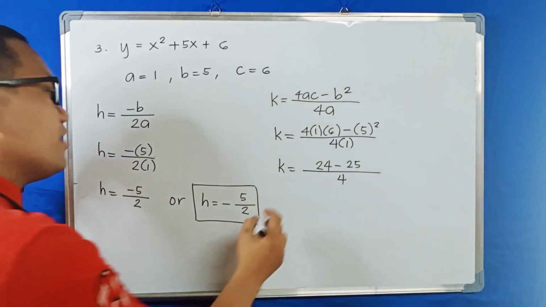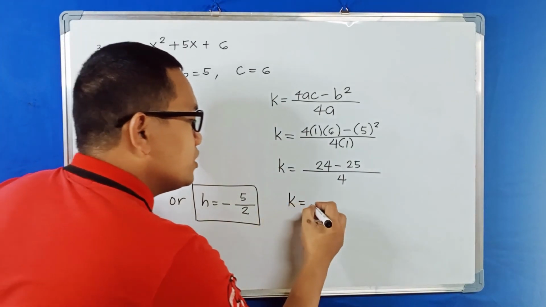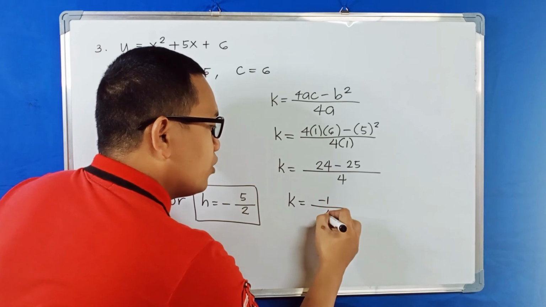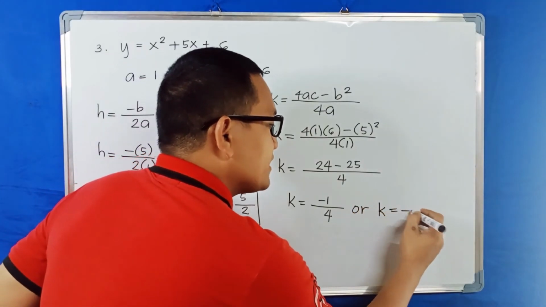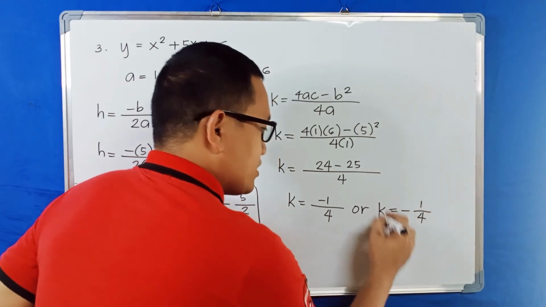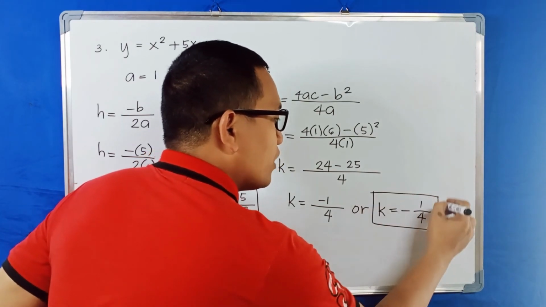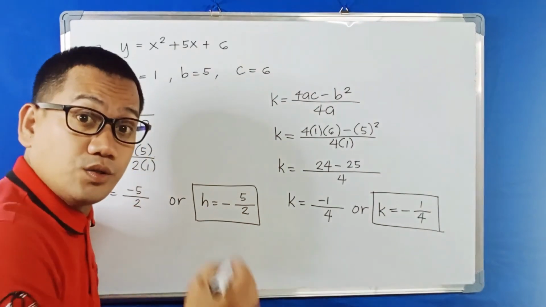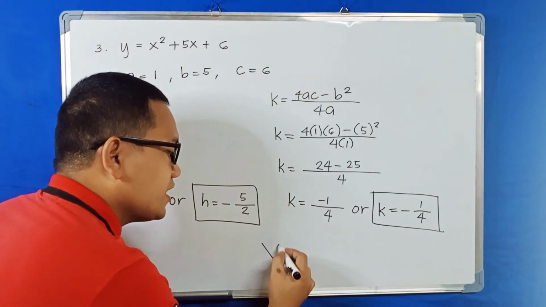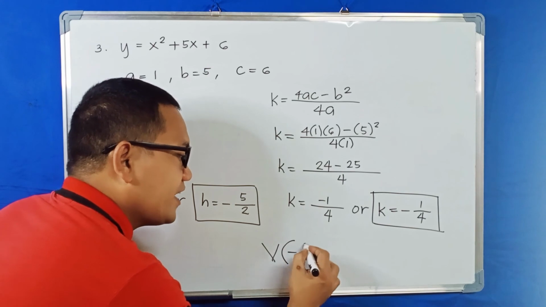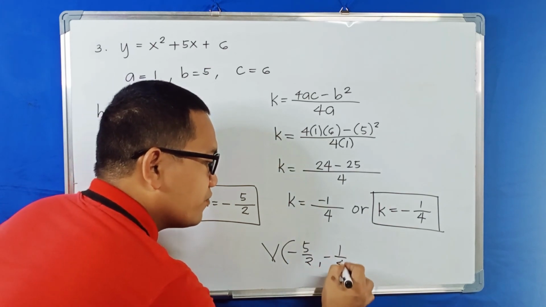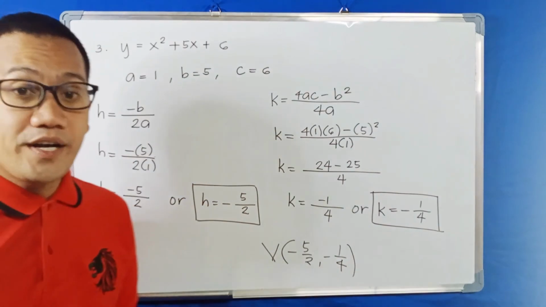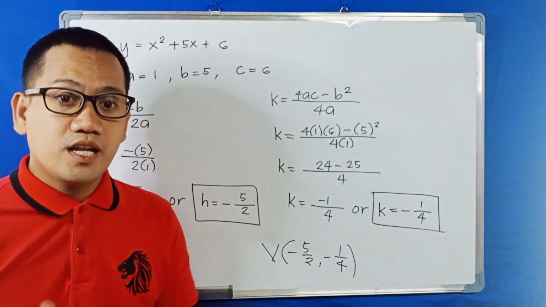So, to simplify, we will have k is equal to negative 1 over 4. Or, we can write this one as negative 1/4. So, this would be the value of our k. So, to write the coordinates of our vertex, we can say that the vertex has a coordinate negative 5 halves and negative 1/4, where the turning point of this quadratic function is at quadrant 3.